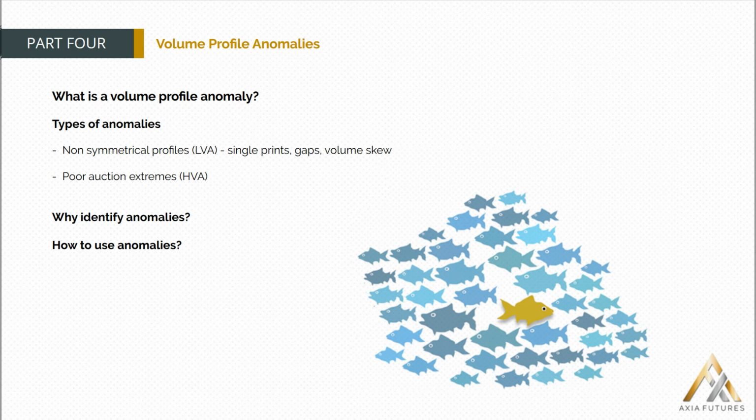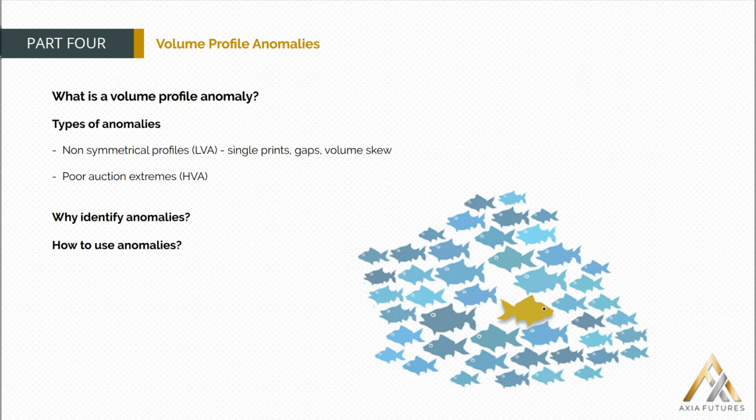Another type of anomaly is a poor auction extreme. What do we mean by that? Well, we expect when a market makes a high or a low, we expect that it makes a high based on very little buy-side action and quite a lot of sell-side action. So when a market makes a bad high, or we see quite a lot of buy-side action at a high or a lot of sell-side action at a low, we tend to call that a poorly auctioned high or low. This anomaly presents an opportunity, either on the same day or on the following days.